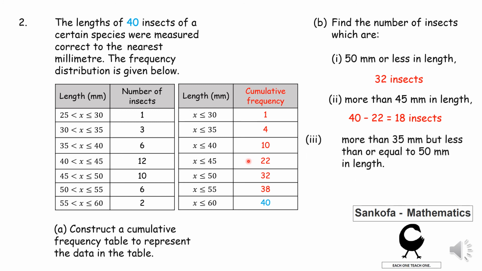Right, then one last question says find the number of insects which are more than 35 millimeters, so that is here, but less than 50 millimeters. So you just go to 50, take that 32, and take that 4, and subtract them from each other. And the answer is 28. So more than 35, that's this 6 plus this 12 plus this 10, that gives you 28, 6 plus 12 plus 10, or simply 32 minus 4.